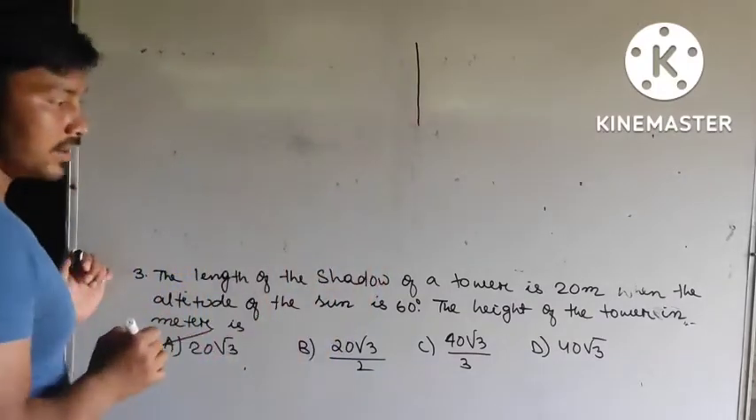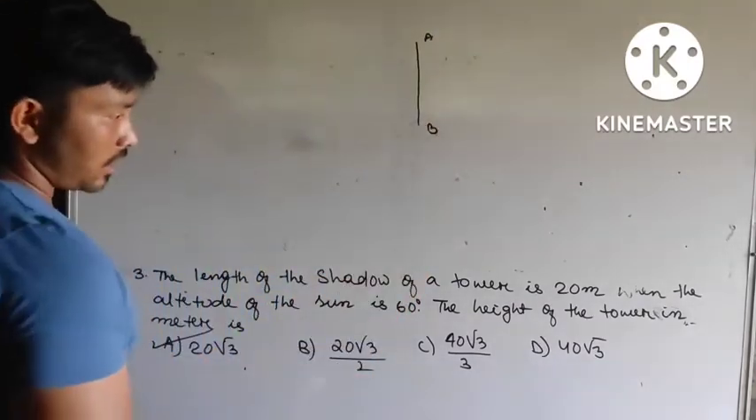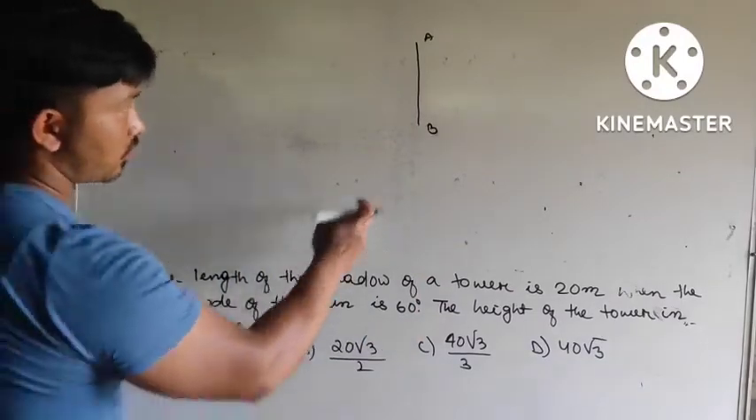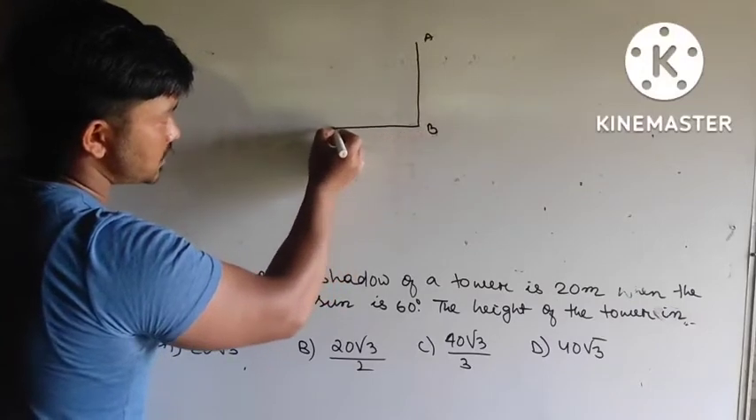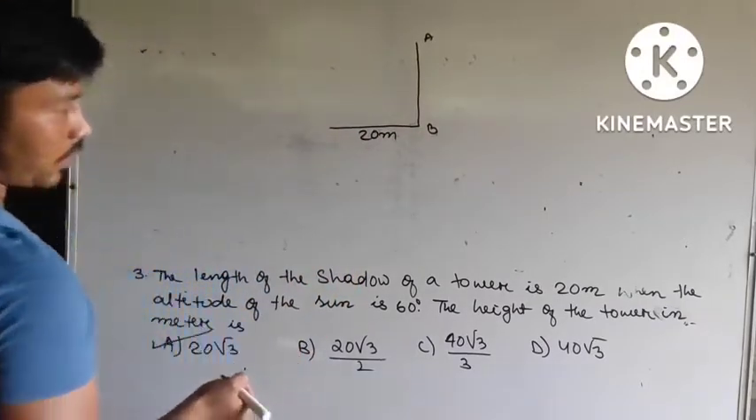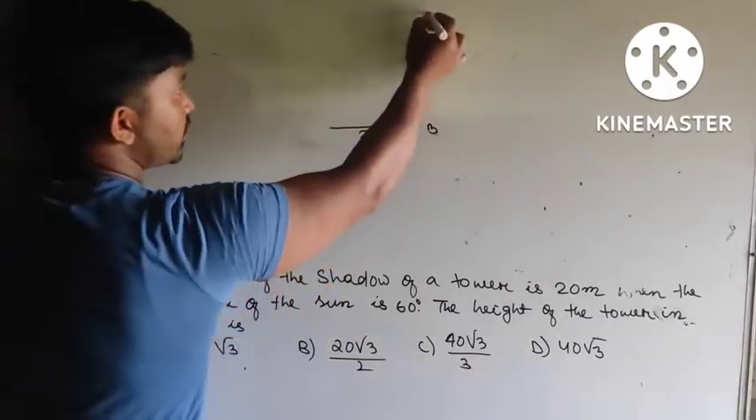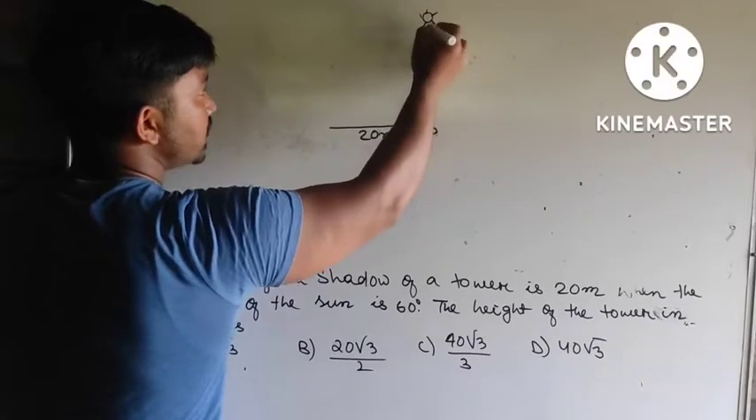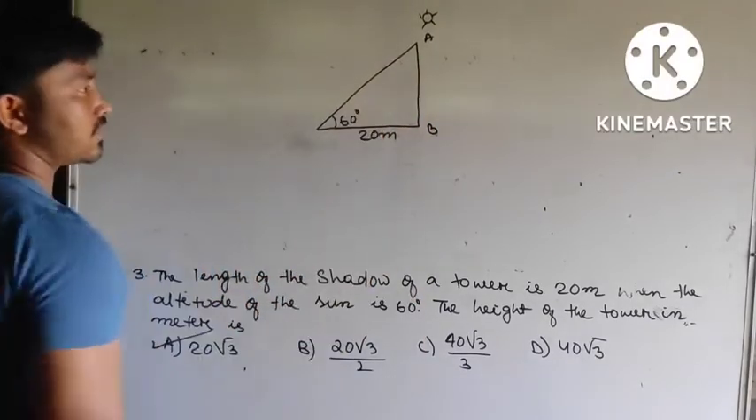So this is a tower. Let's consider AB is a tower. After that, it is 20 meter. That means the shadow of this tower is what? 20 meter. Okay, this is 20 meter. After that, when the altitude of the sun, altitude means angle. So here will be the sun, obviously. Then the angle for the sun is what? 60 degree, given.